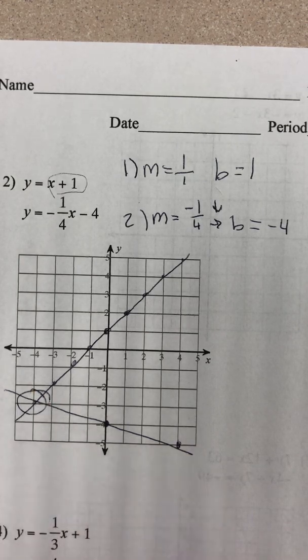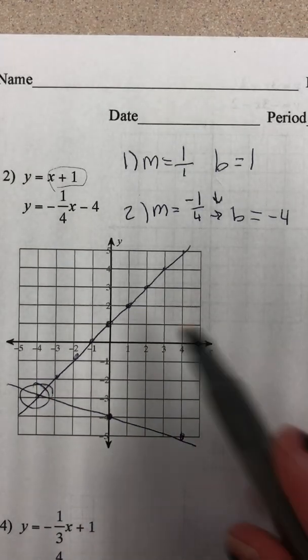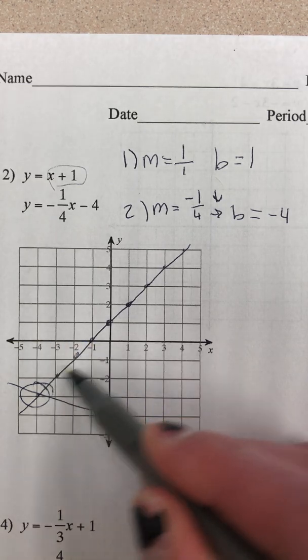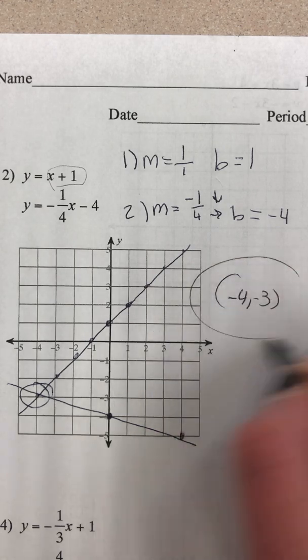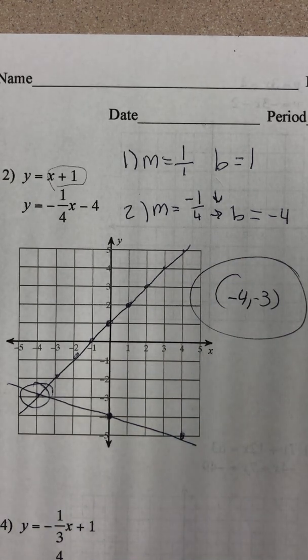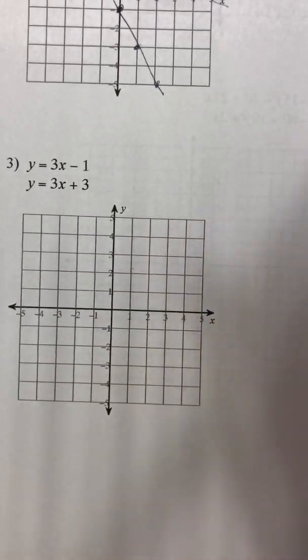This intersection point is the solution. So looking at this intersection point, it's at negative 4, negative 3. And that is the solution to my system of equations. Looking at number 3, we're going to do the same thing.